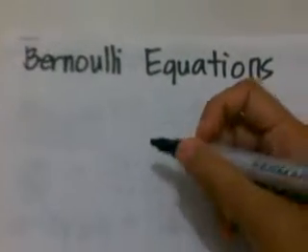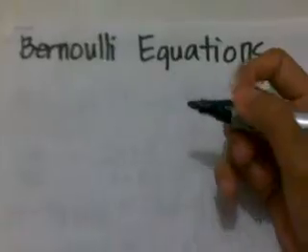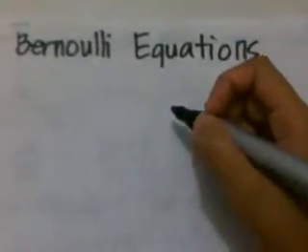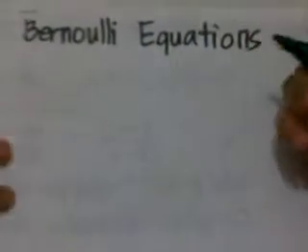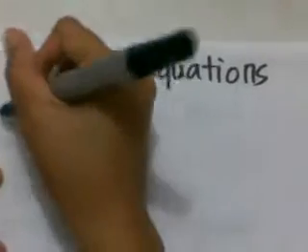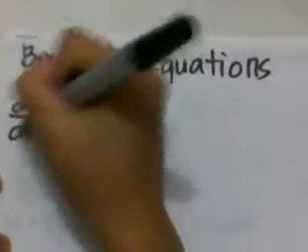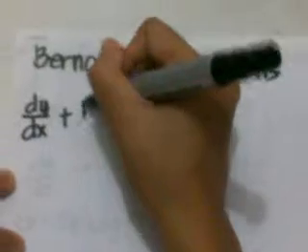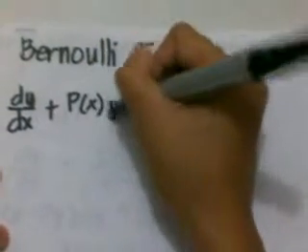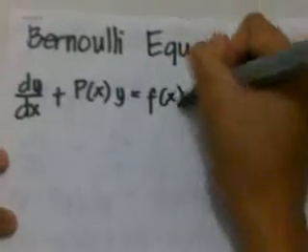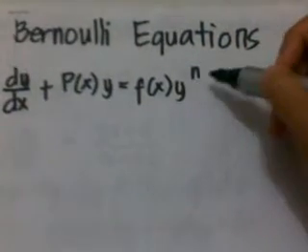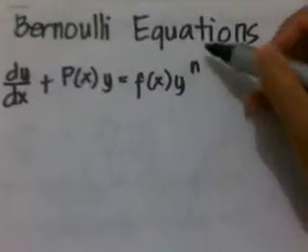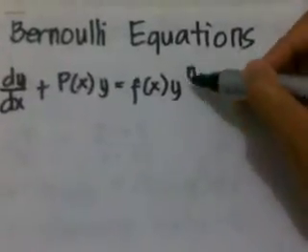This is the tutorial video of Bernoulli equations, which are nonlinear equations that can be transformed into linear differential equations. Bernoulli equations have the standard form dy/dx + P(x)y = f(x)y^n. From this standard form, it is linear when n is equal to 0, and n here is the exponent of your y.